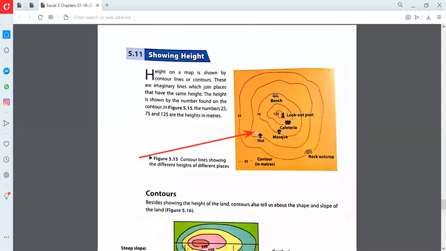They look like these. If you see the contour in meters, they are also showing some contour. Let's see them. So these are imaginary lines. It means that in reality they don't exist. In reality there are some objects, but lines are not there. So these are imaginary lines which join places that have the same height.